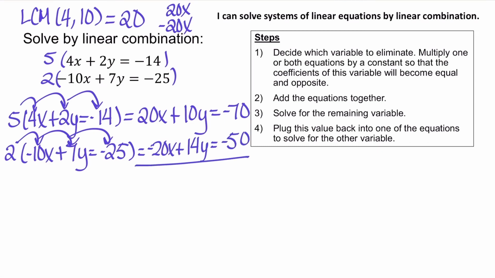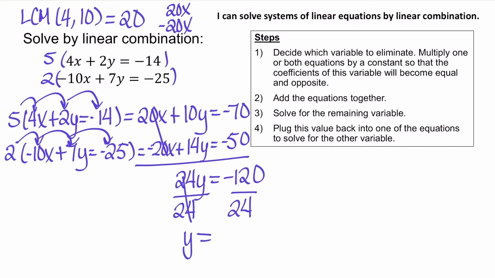So now I'm going to go ahead and combine my two equations together. So 20x and minus 20x will cancel, and then I have 10y plus 14y, which is 24y. So I have negative 70 minus 50, which is negative 120. So now I'm going to solve this equation for y. To do that, I'm going to divide both sides by 24. And when I do that, I get y equals negative 120 divided by 24, which is negative 5.